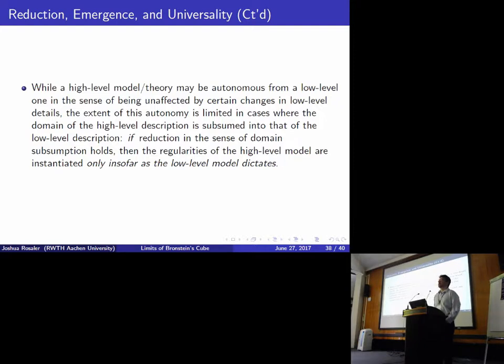Last question for you. Yeah, actually, two small questions. The first question is you mentioned the criticism of the Bronstein Cube.